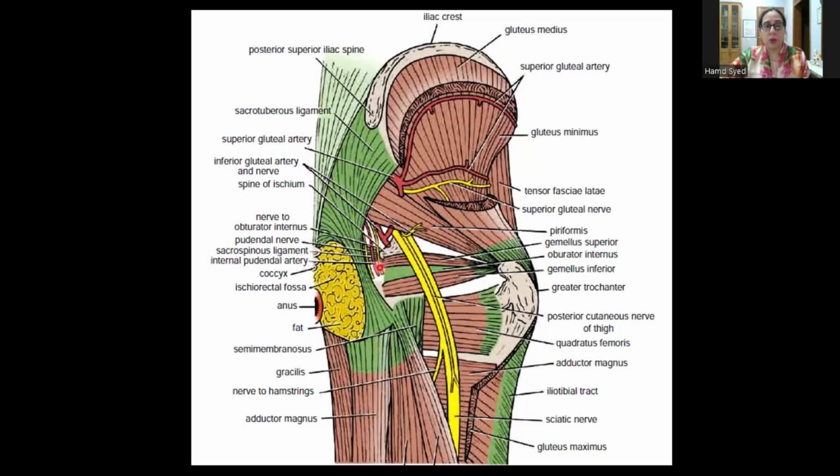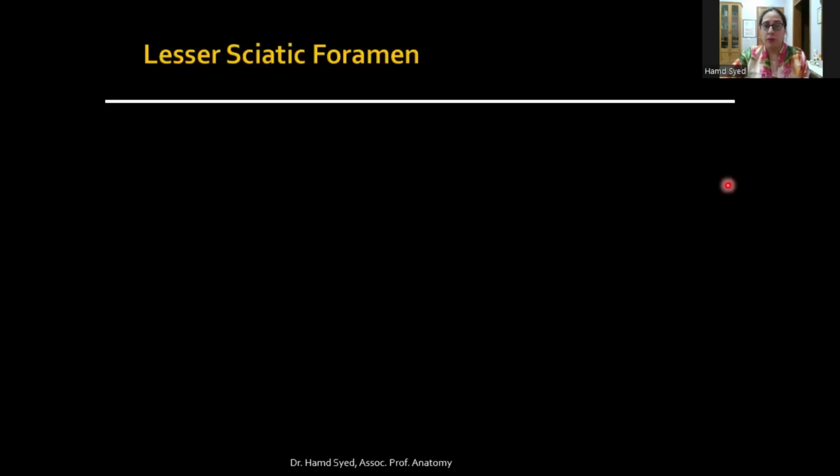And also the nerve to obturator internus has been highlighted over here. Whereas above the piriformis, you can see you have the superior gluteal artery and vein, as well as the superior gluteal nerve. They're also passing through the greater sciatic foramen, but above the piriformis. So these are the important structures which pass through that foramen.